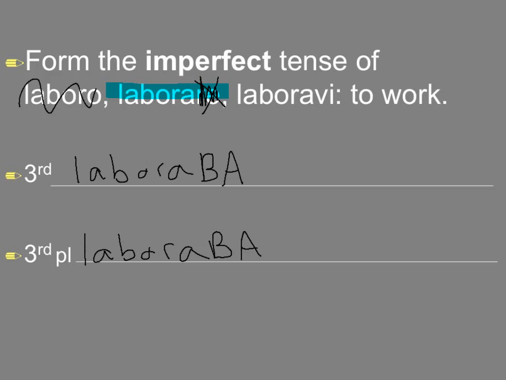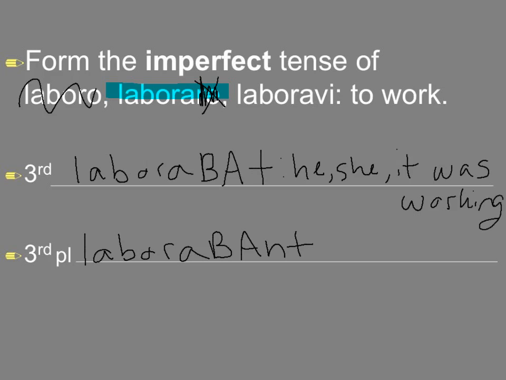This is third person, so we're going to use the same third person endings that we used in the present tense. So it'll be T and NT. We don't have a subject here, so we're going to say he, she, or it. And this verb means to work, so imperfect tense is was or were blanking. So I'm going to say was working. Then for my plural, we're going to say they, since we don't have a nominative, were working.